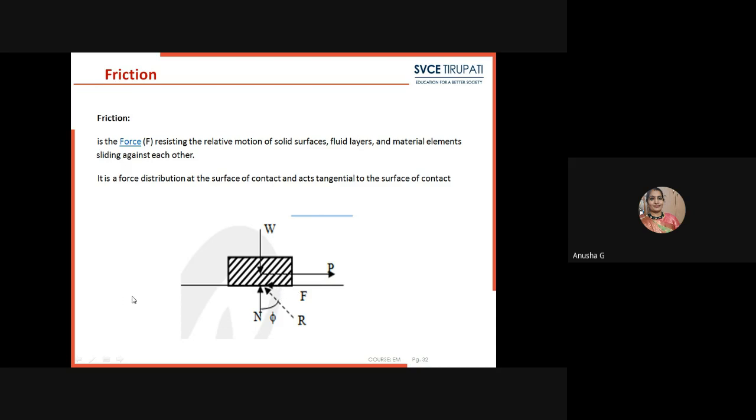Or otherwise you can observe some other diagrams. Suppose you are sliding on a slider. Due to the gravitational force we will slide towards the ground, but our frictional force will act in the upward direction. That is the frictional force that has to be observed.